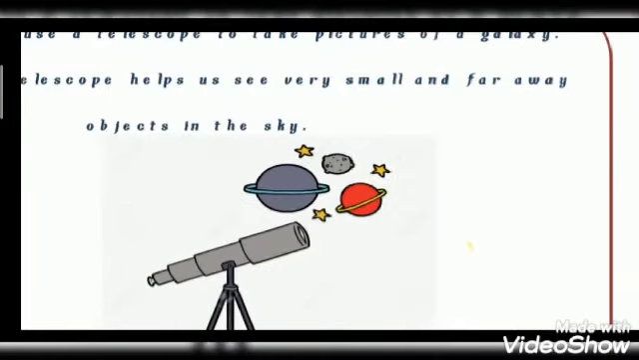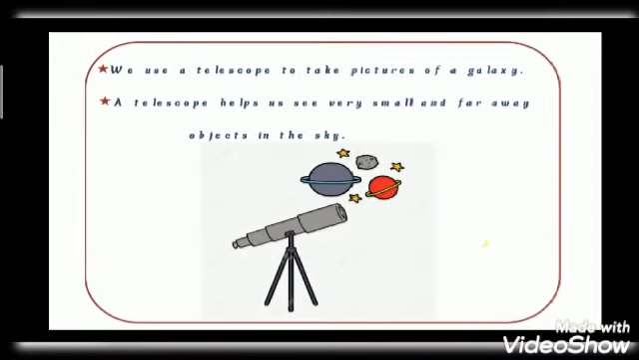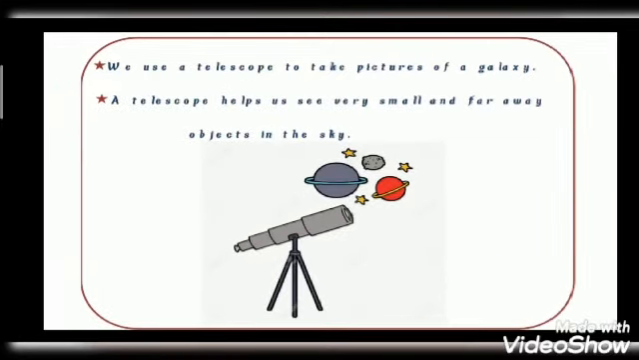Telescope. What is this? Telescope. Something like camera, okay? To take the photo of stars and the sun. What is it? Telescope. Telescope is used to take pictures of galaxy. And telescopes help us to see very small and far away objects in the sky. So we use telescope to see small and far objects in the sky.